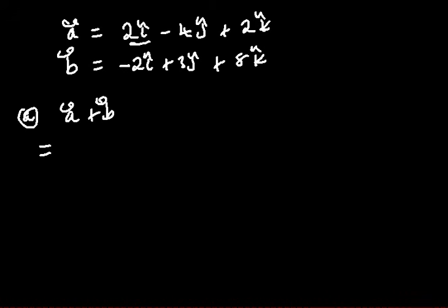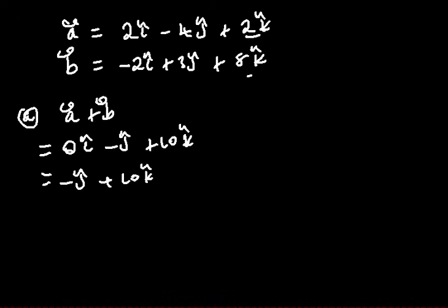2 minus 2, that is 0i, and negative 4 plus positive 3, that is negative j hat, and positive 2 plus 8, that is 10k hat. So this is the same as negative j hat plus 10k hat. That is the way to go. Let's say we have vector B minus vector A. The principle remains the same.